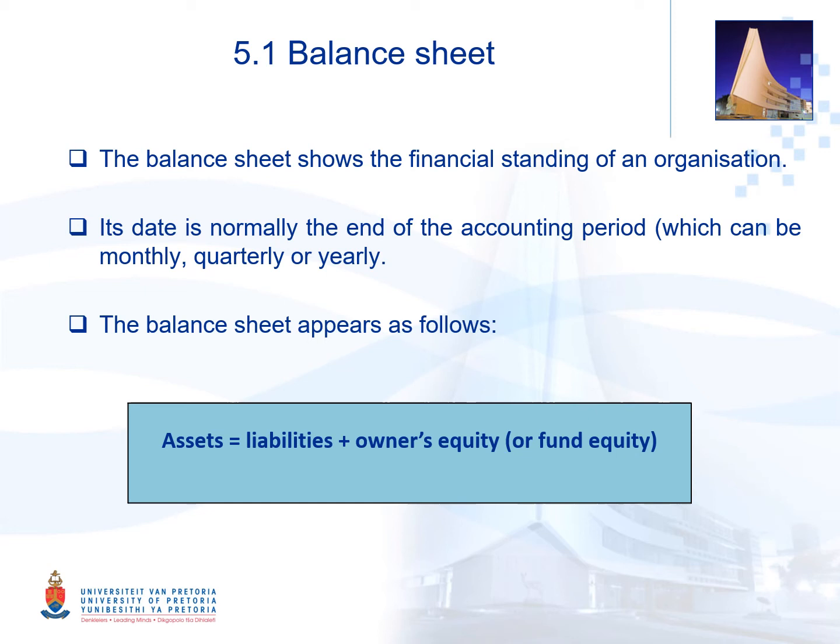On the other hand, liabilities and owner's equity, also called fund equity in the case of public institutions, represent the sources of income used to support the asset side of the balance sheet. It is therefore necessary that both sides balance: the assets equal the liabilities and owner's or fund equity.